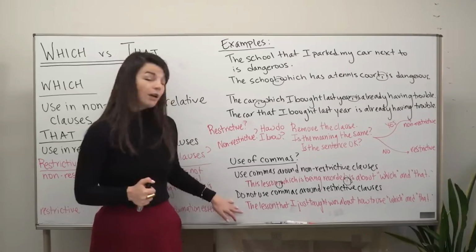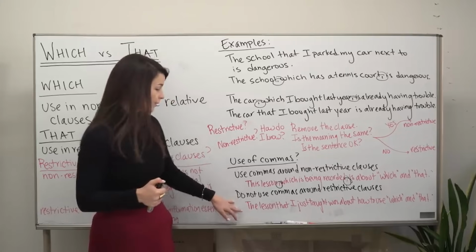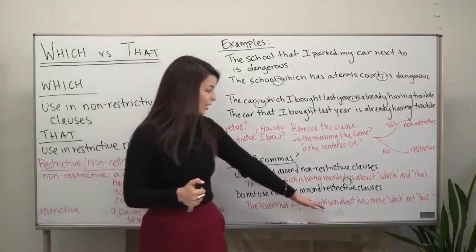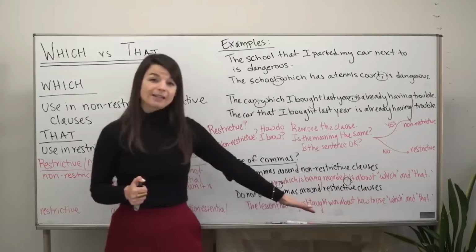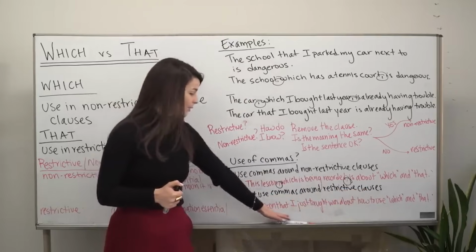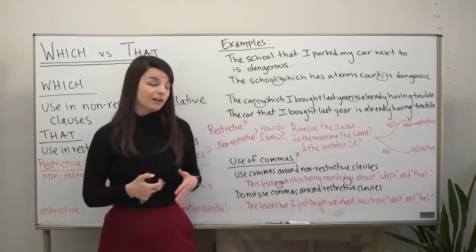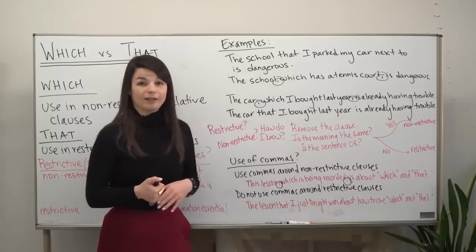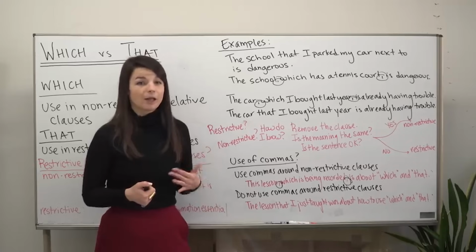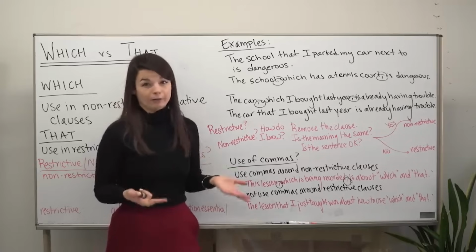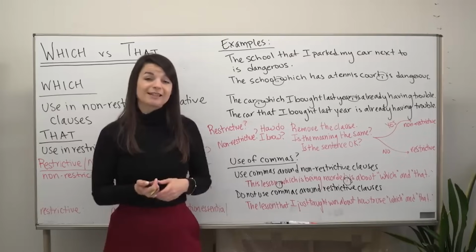However, do not use commas around restrictive clauses. For example, the lesson that I just taught was about how to use which and that. This is a restrictive clause. So I mean specifically this lesson that I just taught was about how to use which and that. I should not include commas here because I'm not including any extra information. All of the information is essential.